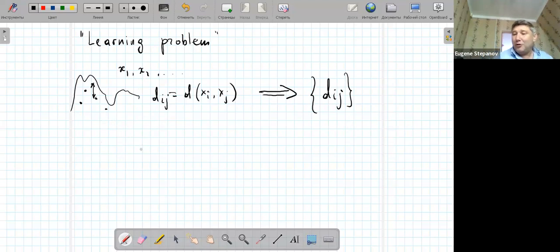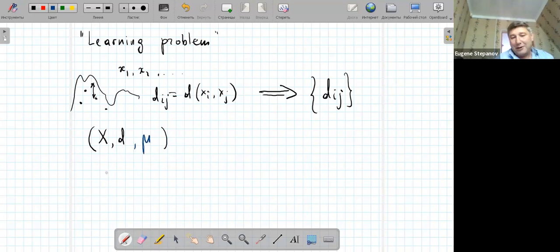Let me formalize the question. Mathematically speaking, my hilly landscape will be a metric space, a set X with some distance D. And let me say something more: besides the distance, I will also put a measure mu.